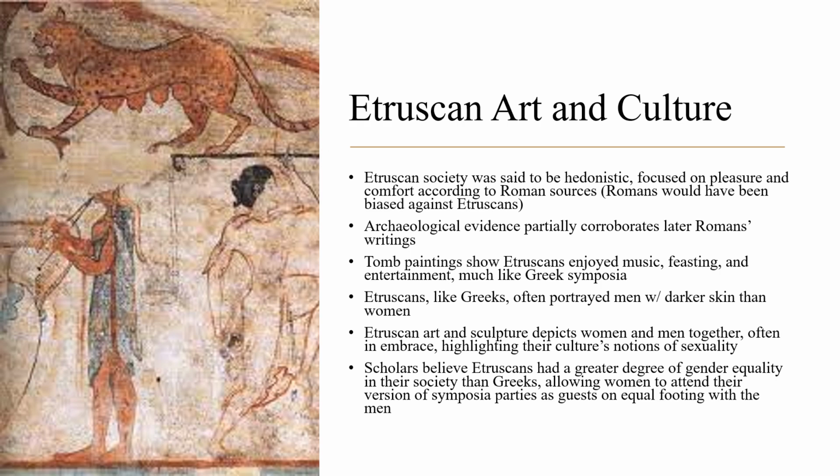But I do want to emphasize there were elements of pleasure seeking in the Etruscan culture, and their art shows that. The tomb paintings, like the one on the previous slide, and on this slide as well, show a culture that prioritized music, feasting, dancing, entertainment, even in funerals. What's interesting as well is that Etruscan art and sculpture depicts both women and men together, and often in embrace, highlighting their culture's notions of sexuality.